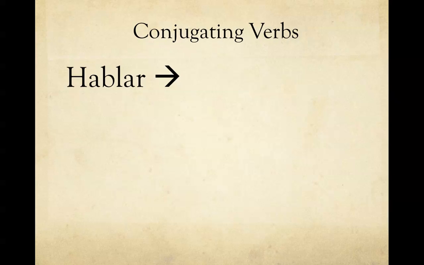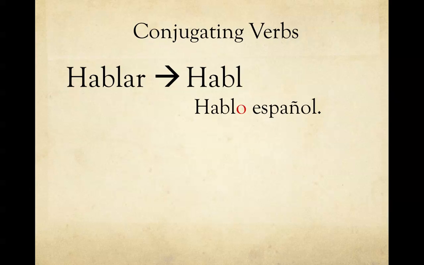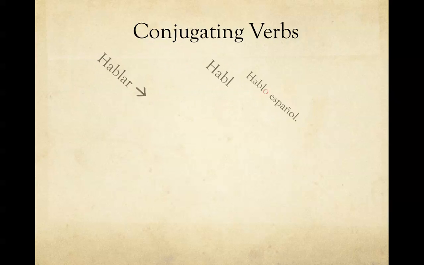Okay, so conjugating verbs. Hablar, like we looked at before, you have to get the root of the word in order to conjugate it. So as you can see, as we did before, you go from hablar to habl, and then you add, for example, the o for the first person singular ending. So it becomes hablo español. So we can conjugate verbs and make sentences.